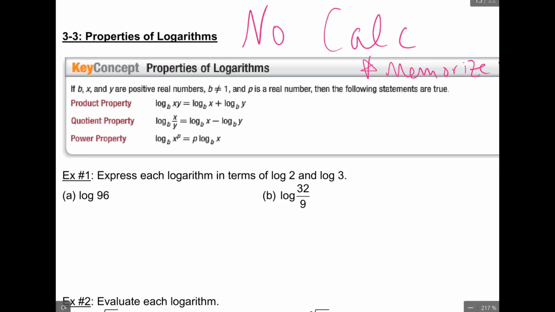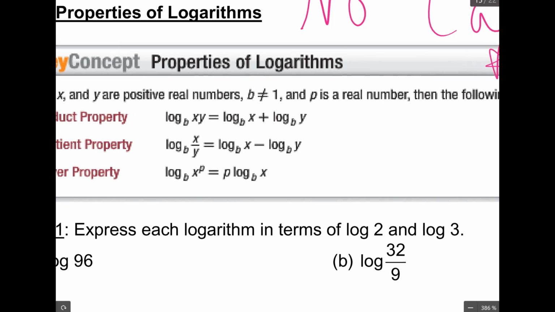Notice that with the product property, when you multiply, things are getting bigger. That's the way I think of it in my head. So if I have log base b of xy, that's the same thing as adding log base b of x plus log base b of y. When you divide, you get smaller, like when you subtract. So I think of log base b of x over y as the same thing as log base b of x minus log base b of y.